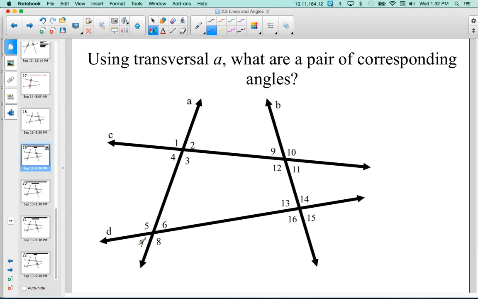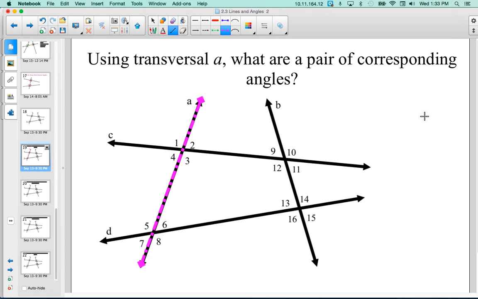All right, so using transversal A, my lines are really not good today. Let's see if I can actually just draw a line like this. Go with the purple.